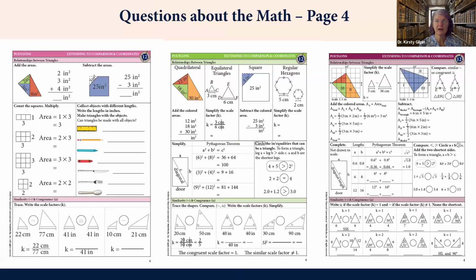And then day 4, you see here that we're continuing to look and see the similarities in these pages as we work through this. Are there any questions?